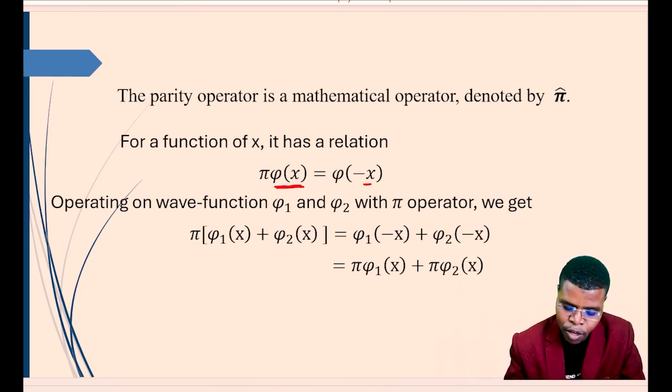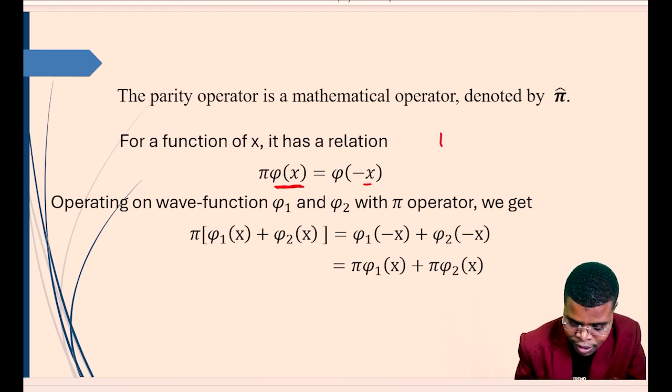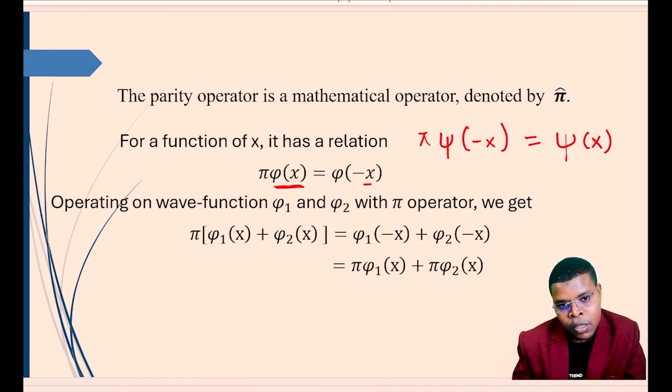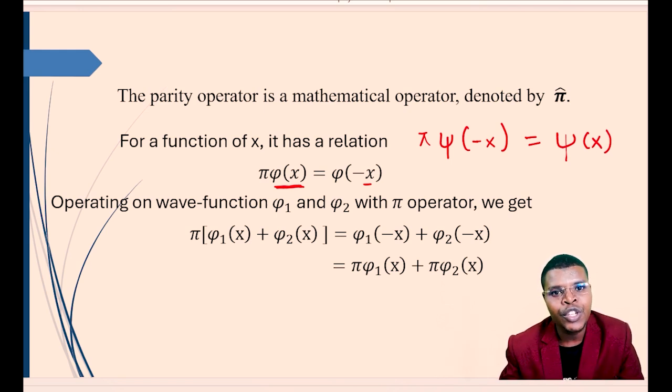So usually, if you have a wave function and you operate on it with a parity operator, the sign of the input of that wave function will change. For example, suppose you have ψ(−x), and if I apply a parity operator to this ψ(−x), it will become ψ(x). It means the parity operator changes the sign of the inputs. So this is the definition of the parity operator. The parity operator is nothing but a mathematical operator, and it's denoted by the symbol Π.